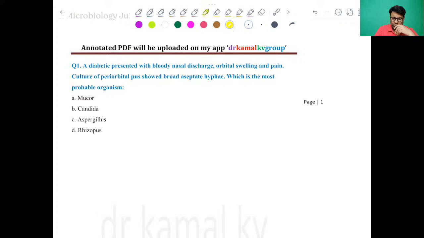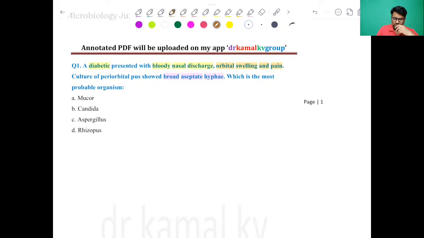Now, the very first question goes like this. There is a diabetic male who is having a bloody nasal discharge. There is orbital swelling with pain, and when the culture was done from the pus, it shows broad aseptate hyphae. Which organism can be this?